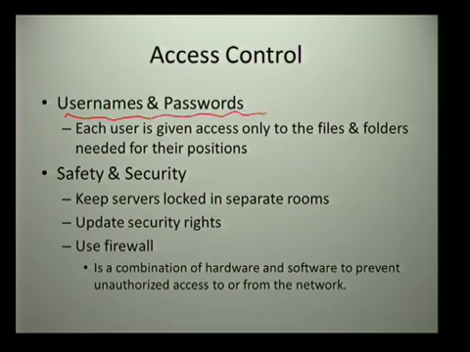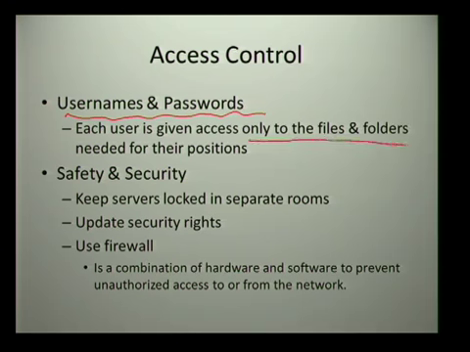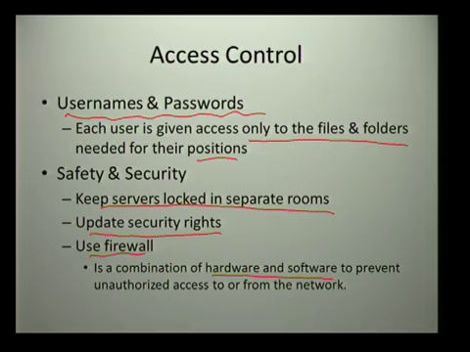First of all, we need usernames and passwords. So to access the information on the intranet or on the network, each user is given access only to the files and folders needed for their positions. And more safety and security that you can do is that you can keep your servers locked in separate rooms. You can update the security rights, and you can use a firewall. Now, what is a firewall, grade 11s? It is a combination of hardware and software that will prevent unauthorized access to or from the network.